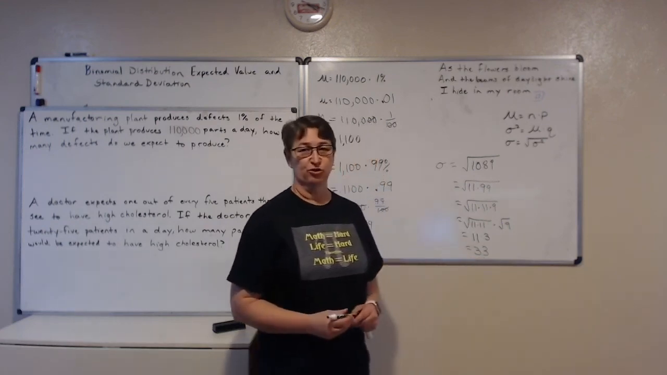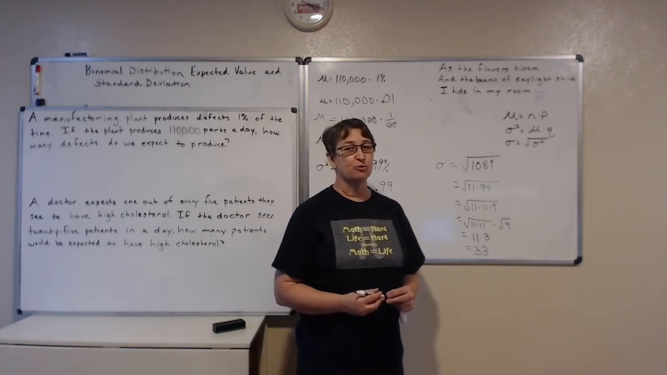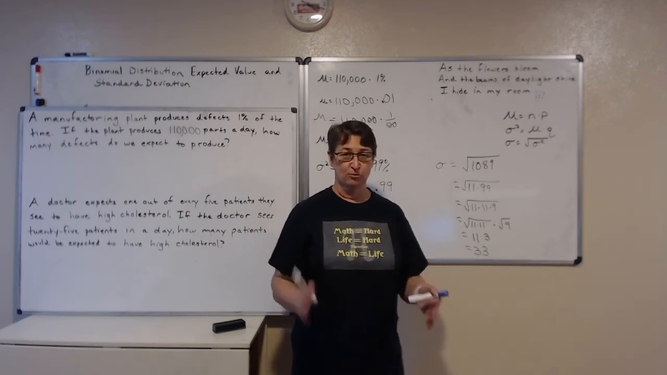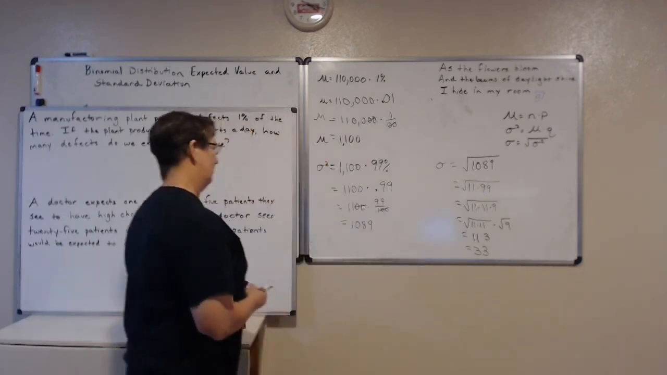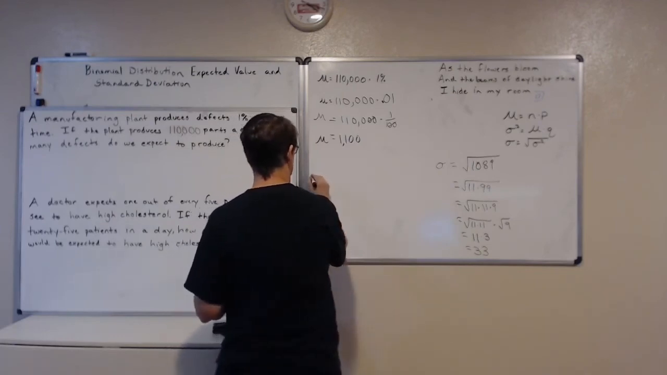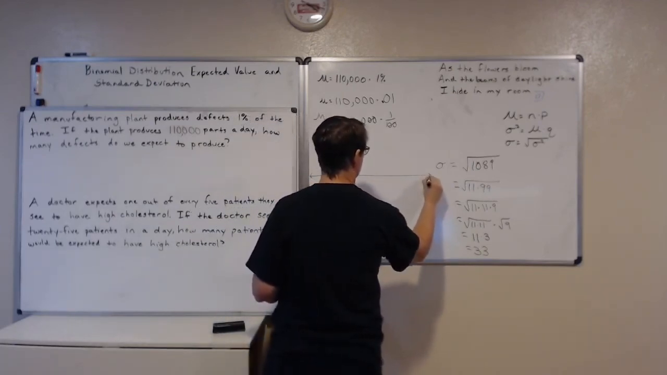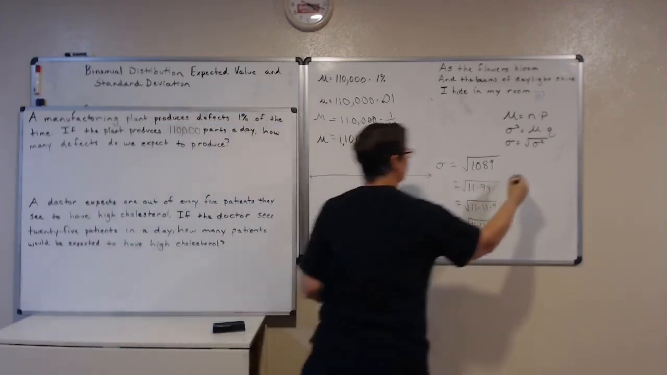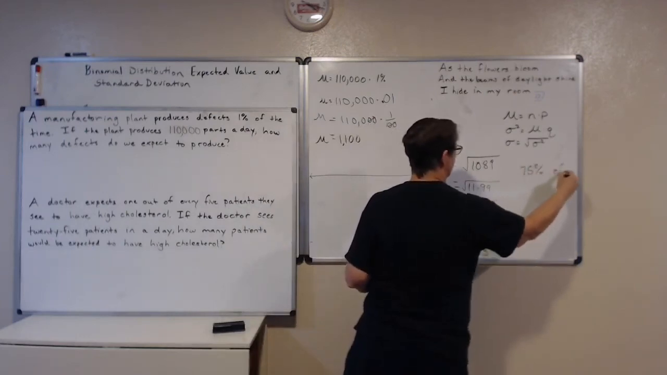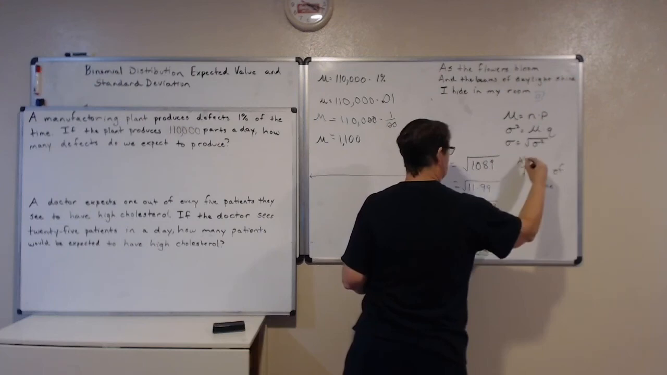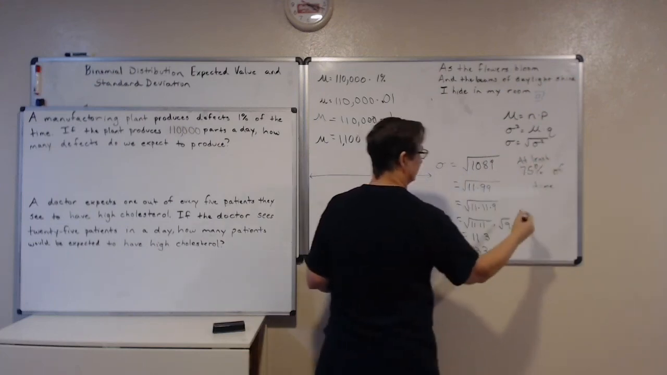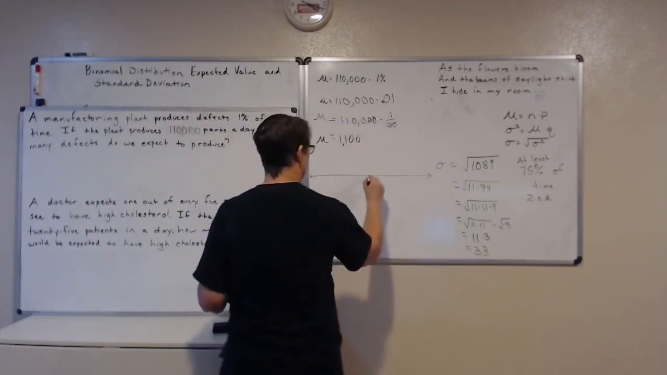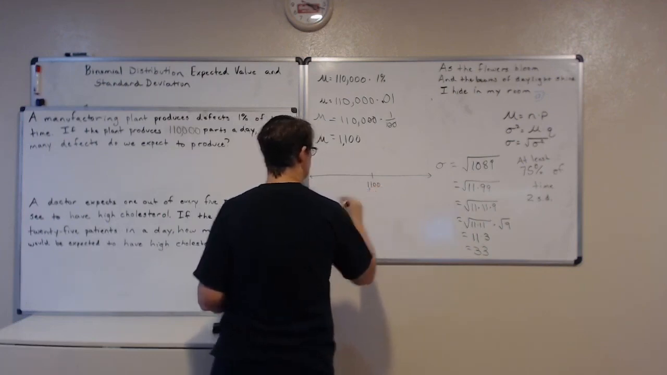So here's the question for you. 75% of the time, how many defects should I expect? Between what two numbers? So I can draw out my number line to help me out. And remember, the way we find that, at least 75% of the time, I'm looking at two standard deviations out. So I'm going to start at my 1,100. That's on average.